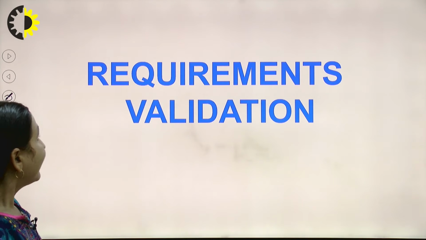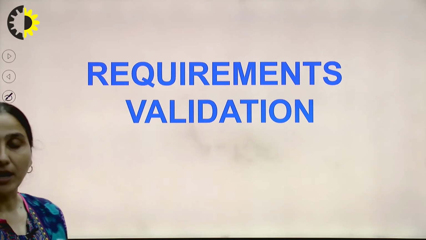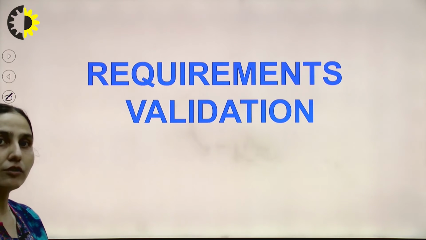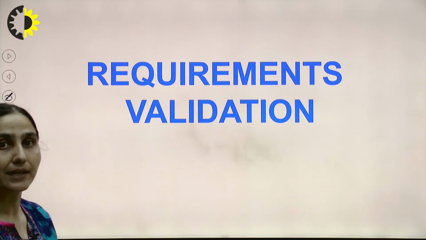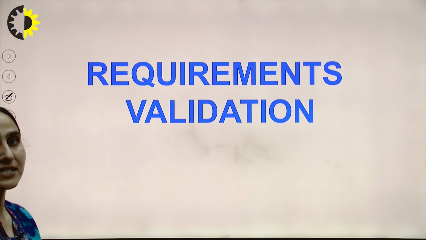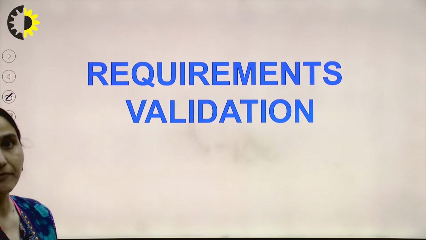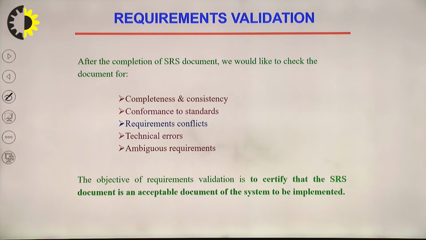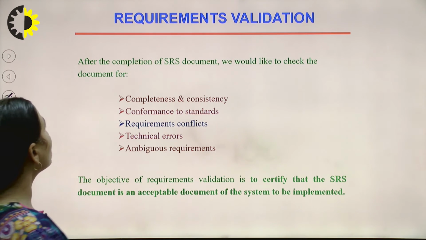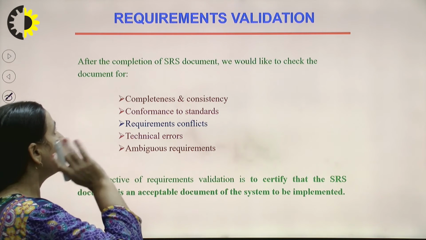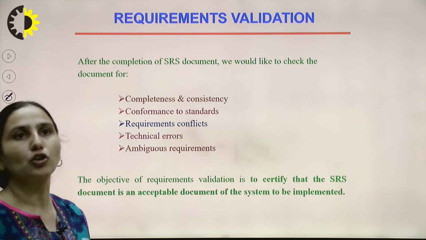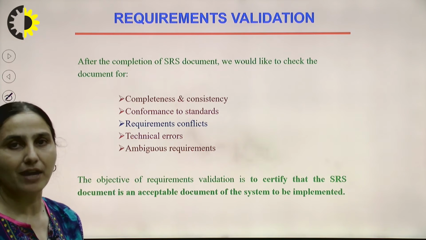Now, next comes the validation of the requirements, right? After the elicitation of the requirements and after analyzing them, the third phase which comes is the validation of the requirements. That means we need to validate the requirements. After the completion of the SRS document, we would like to check the document. That means the SRS document has been completed, and now it is time to check it, which we call validating the requirements.